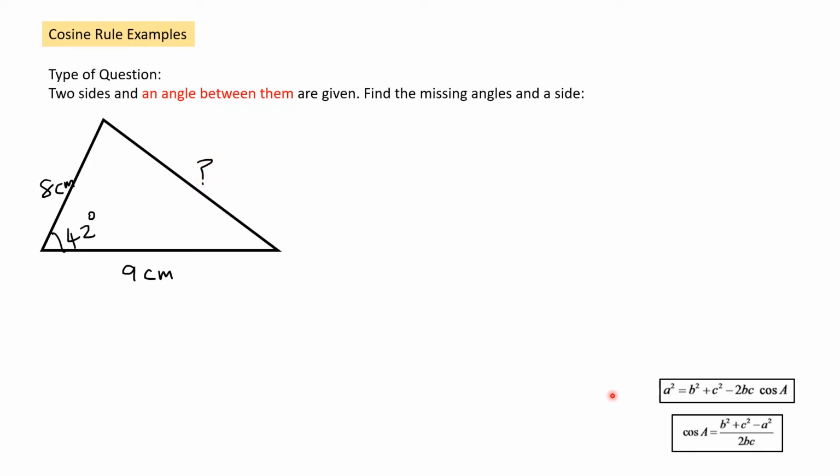If you remember cosine rule, we have two formulas. Actually, we have one formula, which is a squared equals b squared plus c squared minus 2bc cos A. And if you want to find the angle, we can make cos A the subject, so that will give you this equation. So we need to find the opposite side. If we say that is a, let's say this is b and this is c and this is a, right? A squared is b squared, which is 8 squared plus c squared. So we are going to use this formula.